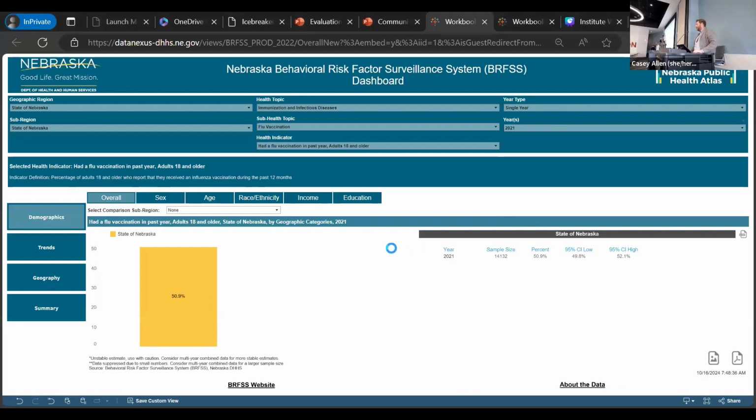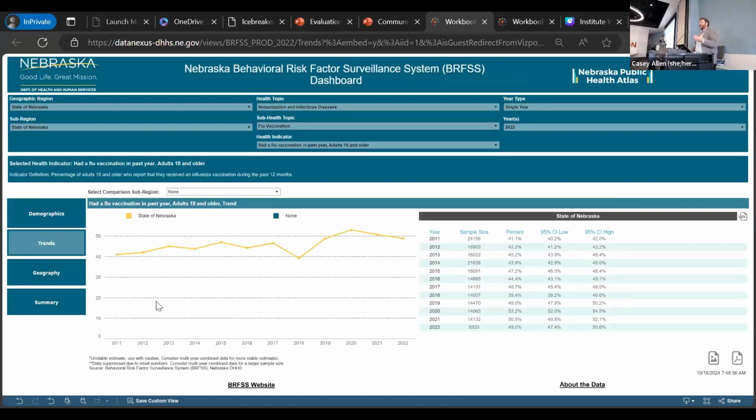Now, it would be kind of annoying to go through all of these years to look up influenza vaccination data if you just wanted to pull it all at once. Luckily, the dashboard facilitates viewing trends over time. If we wanted to look at influenza vaccination rates over time, we would just click the Trends tab, and then we could see influenza vaccination has actually increased by about 10% since 2011. So we're doing some pretty good things here.